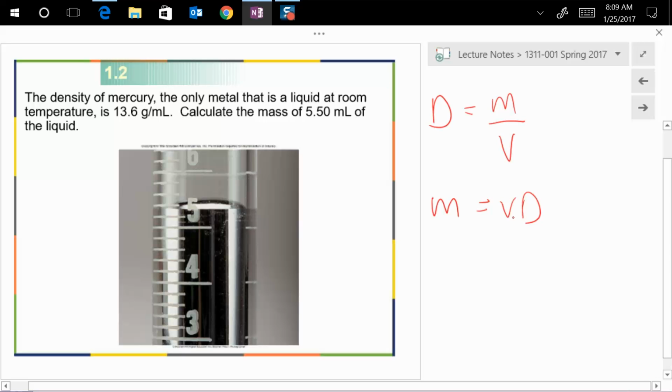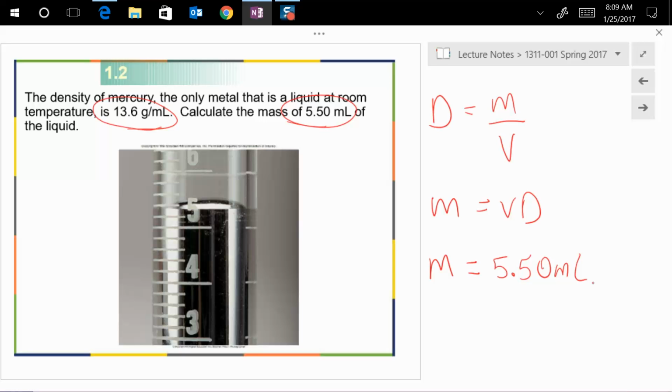Okay. All right, so here's my density. Here's my volume. So mass equals 5.50 milliliters. Now, what if this was in liters instead of milliliters? Could I just multiply those two things still? No, because the units wouldn't work, right? This is in grams per milliliter. This is milliliters. Now, if the density was in grams per liter, then I would have to change this to liters to be able to calculate those two things.